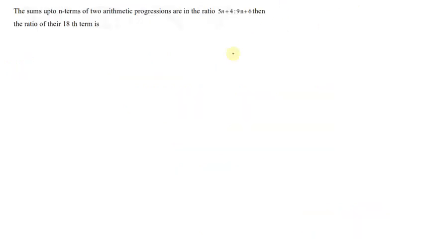Next one. The sums up to n terms of two arithmetic progressions are in the ratio 5n plus 4 and 9n plus 6, and the ratio of their 18th term. I mean, let me calculate the nth terms. Okay, so it is given. So what is given?